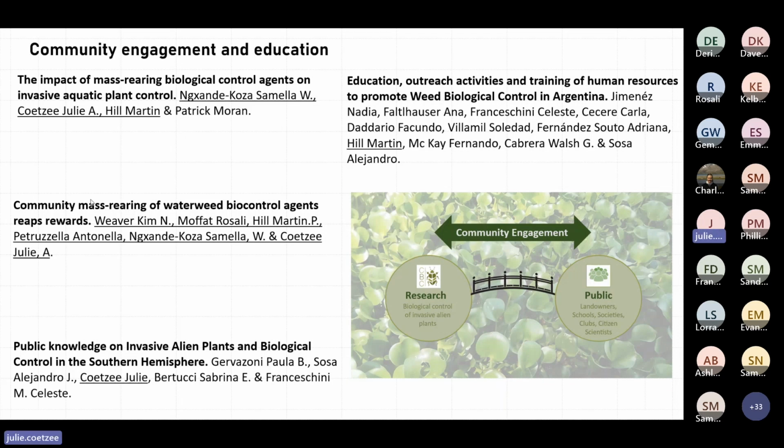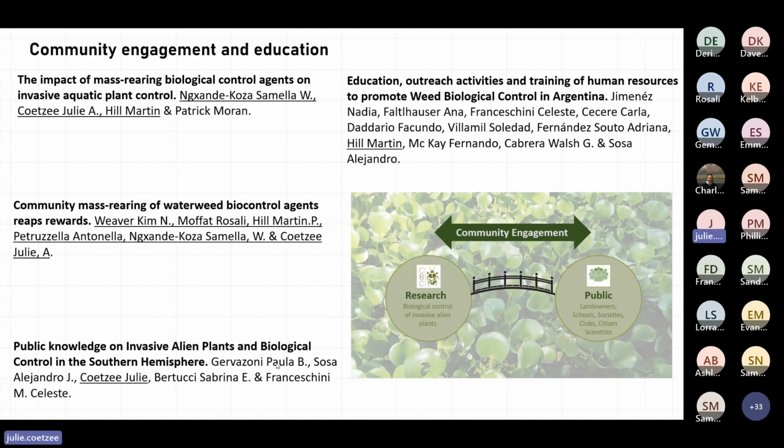And then the next step is to allow communities that we work with to understand what biocontrol is, so to demystify the science. And what we've done is developed easy-to-follow protocols for insect rearing, where landowners take on the responsibility. And so not only do they get to be responsible for clearing their systems, but they also get to understand the process of biological control. And that's the community mass rearing that is led by Kim Weaver.